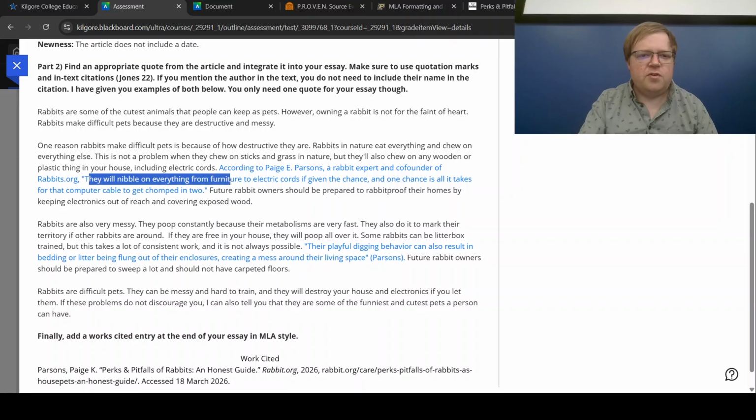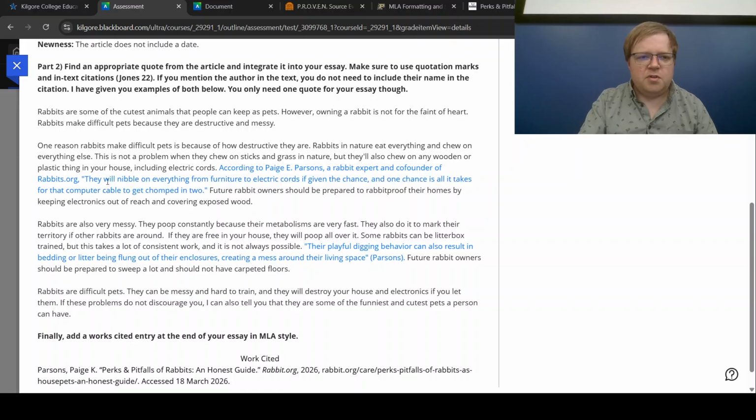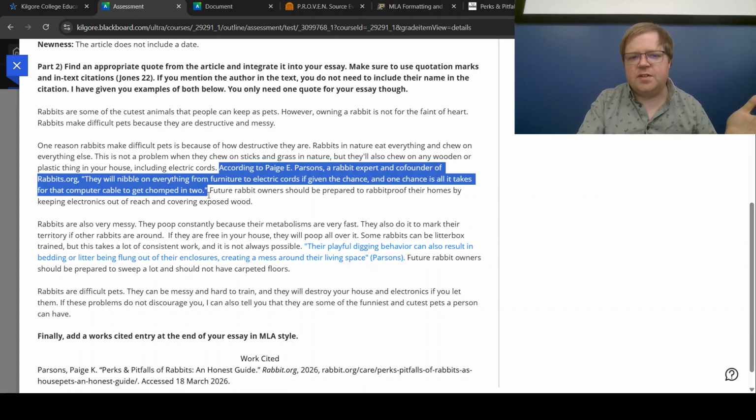They will nibble everything from furniture to electric cords if given the chance, and one chance is all it takes for the computer cable to get chomped in two. And believe me, that is true. So that's how to do it with a signal phrase.